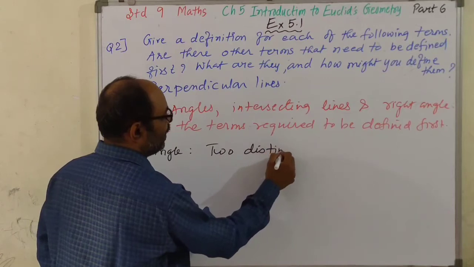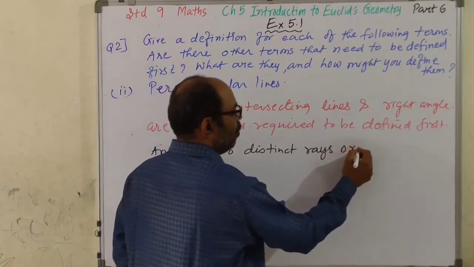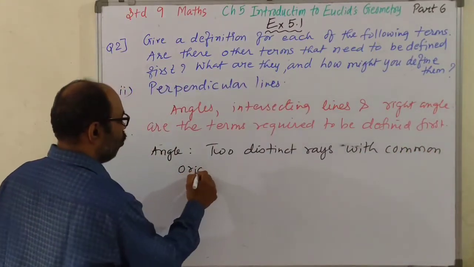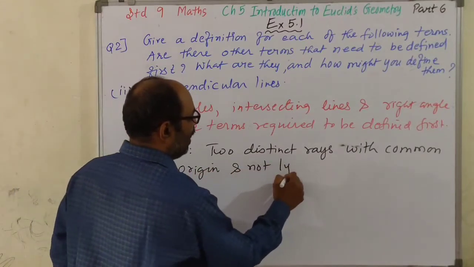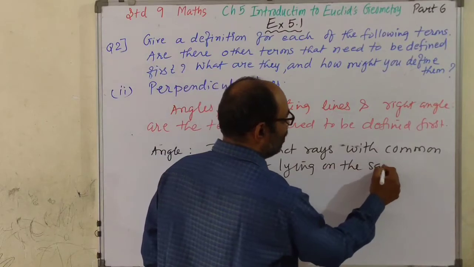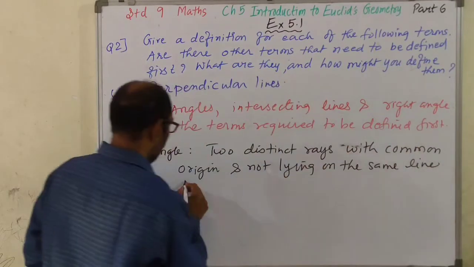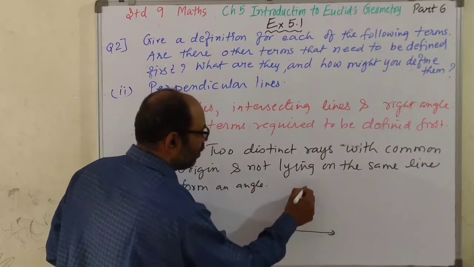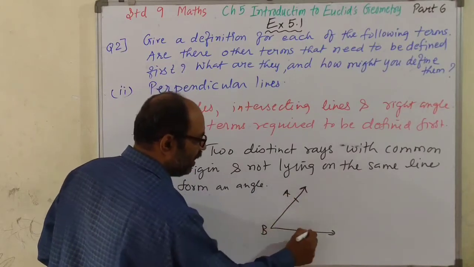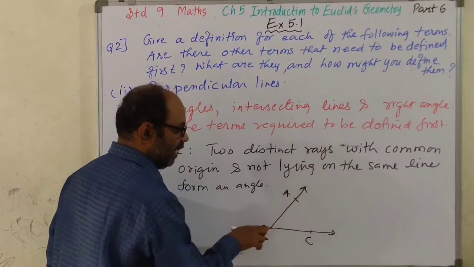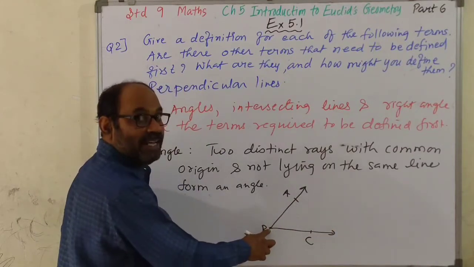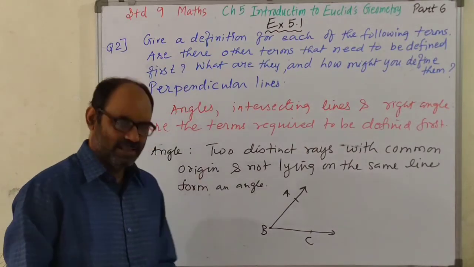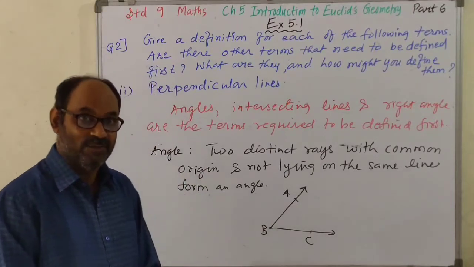Two distinct rays with common origin, same origin, and not lying on the same line, form an angle. And you can draw that figure. This point is A, this point is B, and this point is C. So ray BA and ray BC originate from the same point B, and they are not on the same line. Okay, fine, that's it. I'm not going to write the symbol and all that because we are going to see that in detail in future.